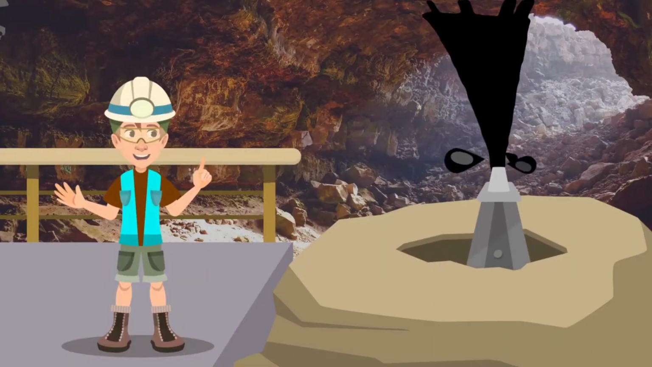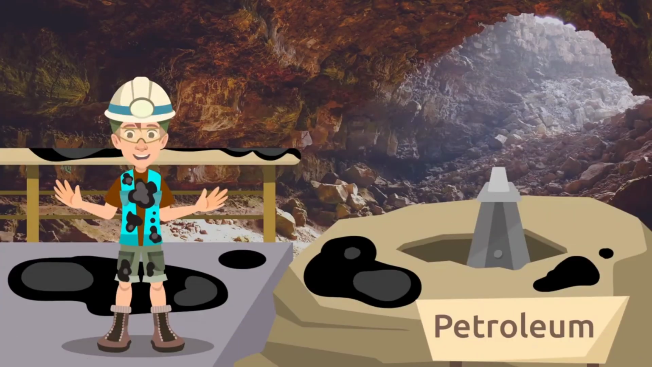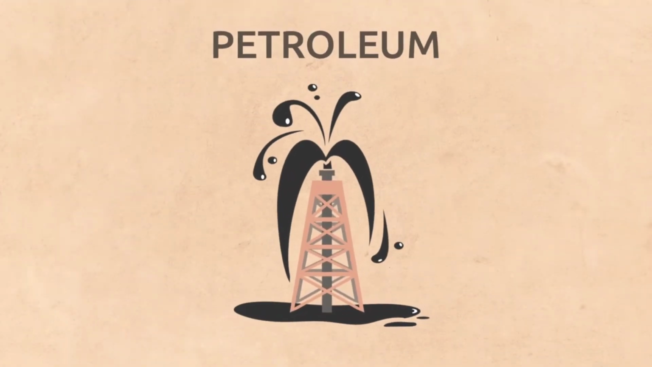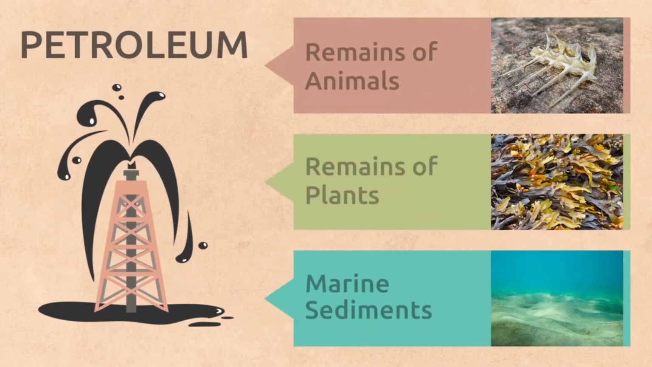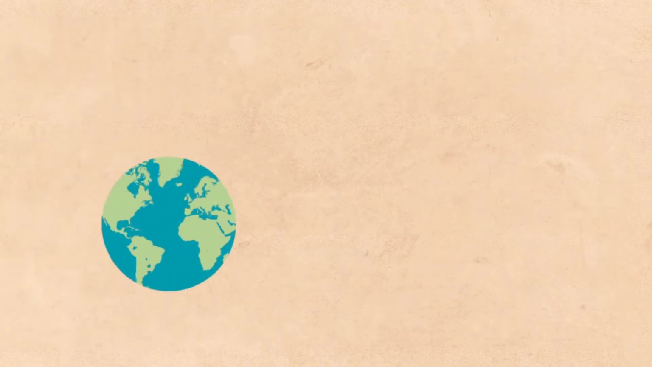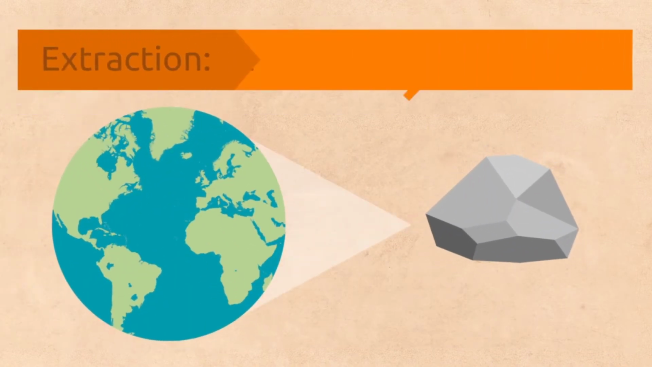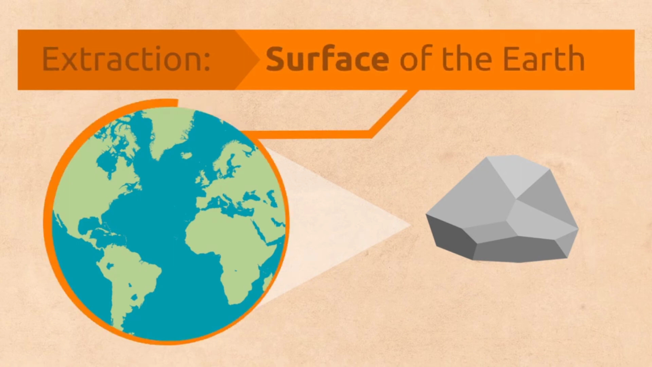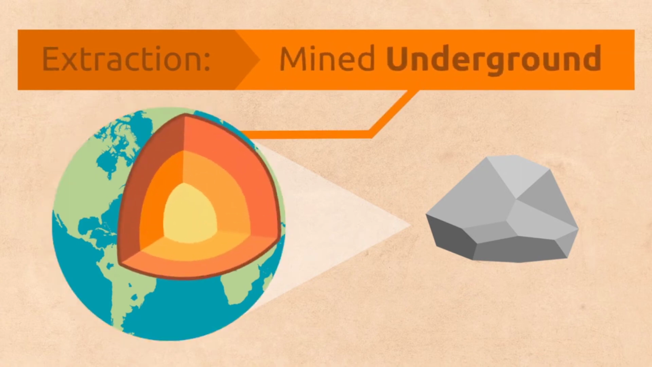Did you know that petroleum, even though it's liquid, is a rock too? Petroleum is formed from the remains of living things like animals and plants, and from sediment deposits found in marine beds. Rocks are extracted from the surface of the earth in quarries, or they are mined underground.